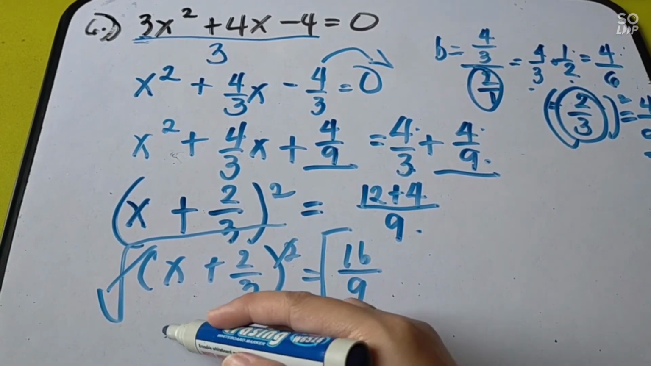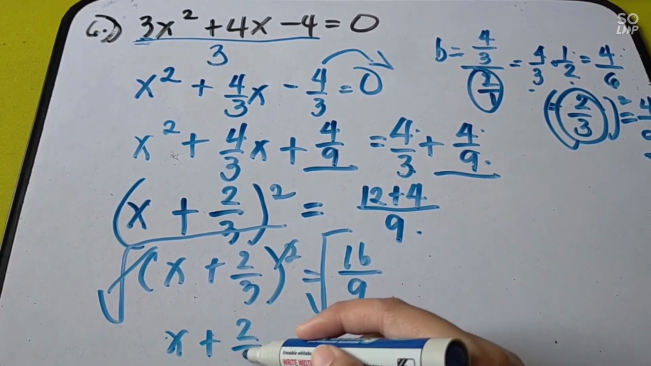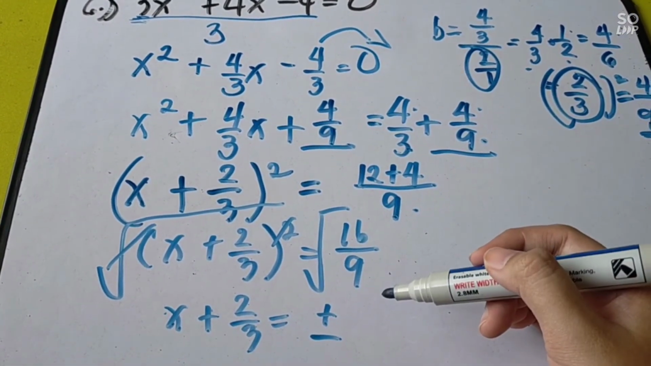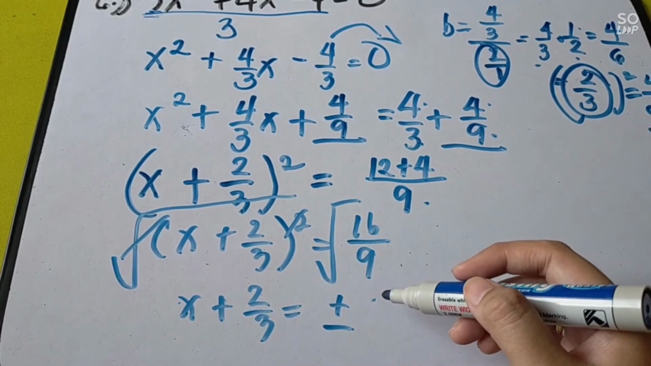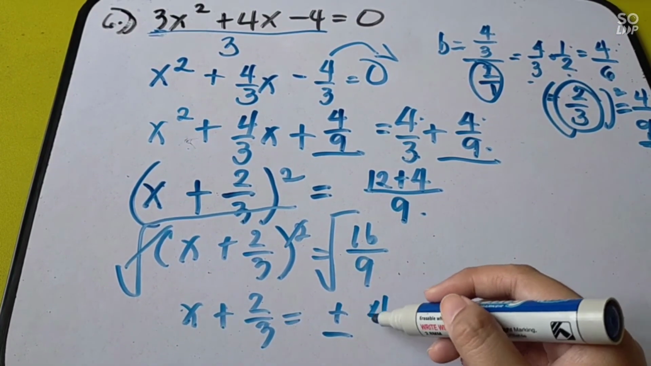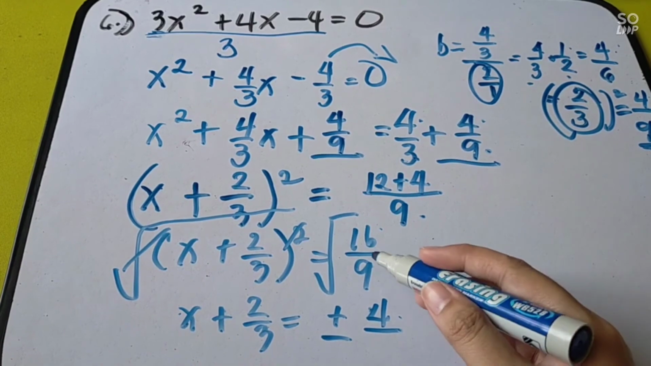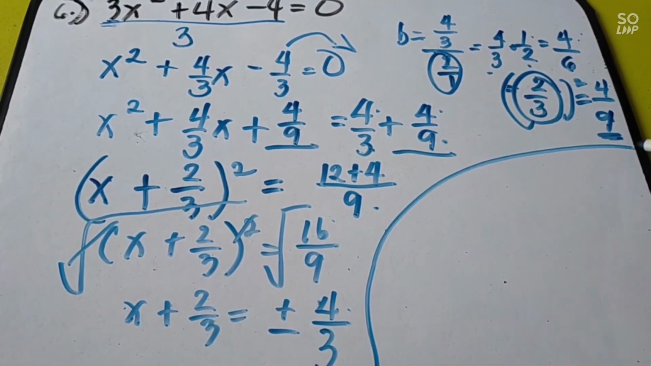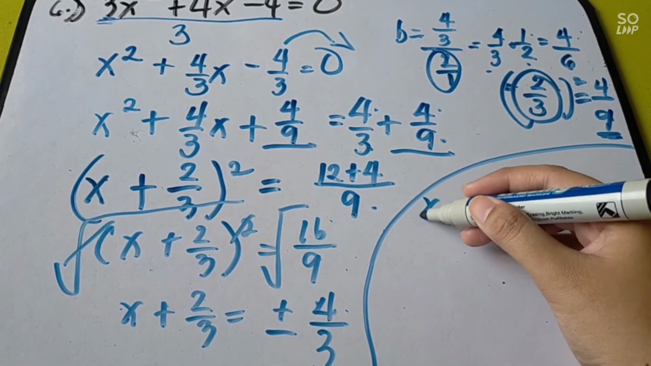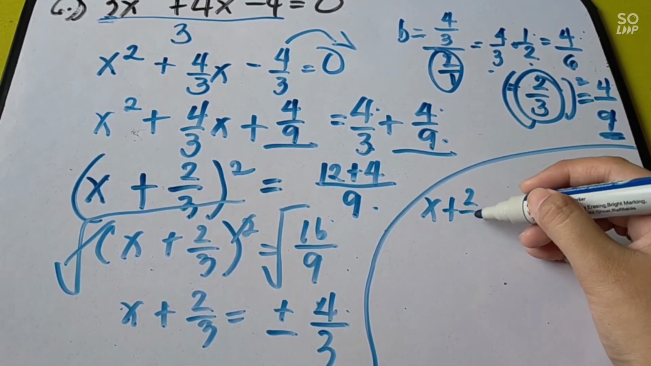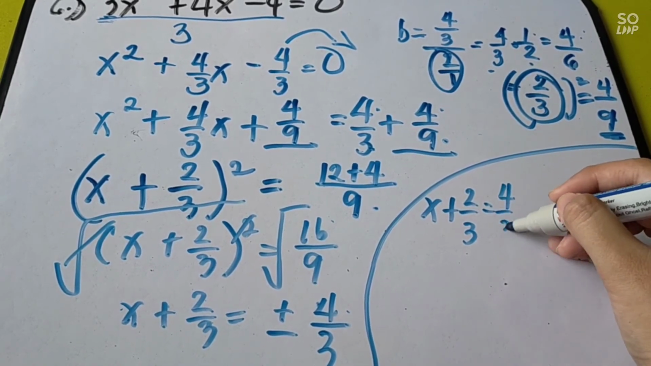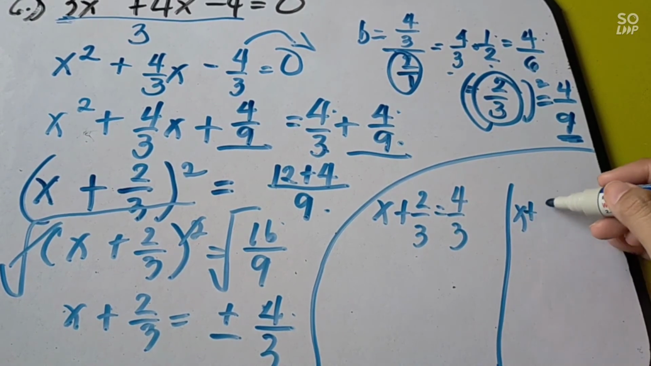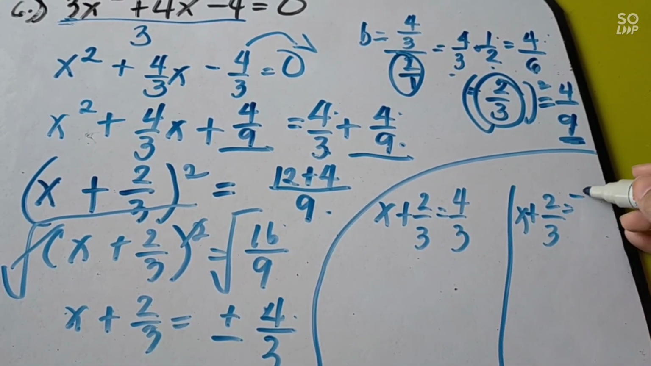So, matitira dito, we have here x plus 2/3 is equal to positive and negative. Since si 16 and 9 are perfect square, makukuha natin yan. So, we have here 4 over 3, square root ni 16 ay 4, square root ni 9 is 3. Then, separate lang natin. So, you have here x plus 2/3 is equal to 4 over 3. And the other one is x plus 2/3 is equal to negative 4 over 3.